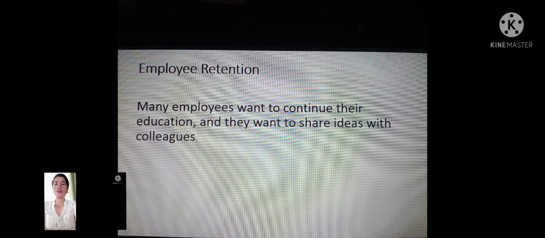So the next one we have is employee retention. Employees want to continue their education and they want to share ideas with colleagues. Social learning enables them to do both, creating stronger bonds with each other at the same time. That, and the awareness that the company allows or even encourages this type of exchange, increases loyalty.